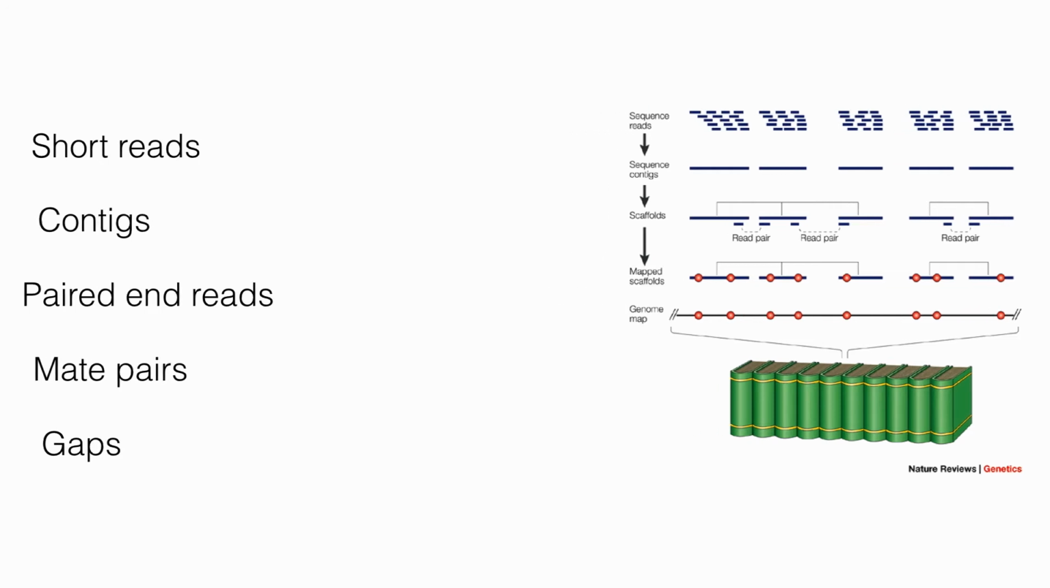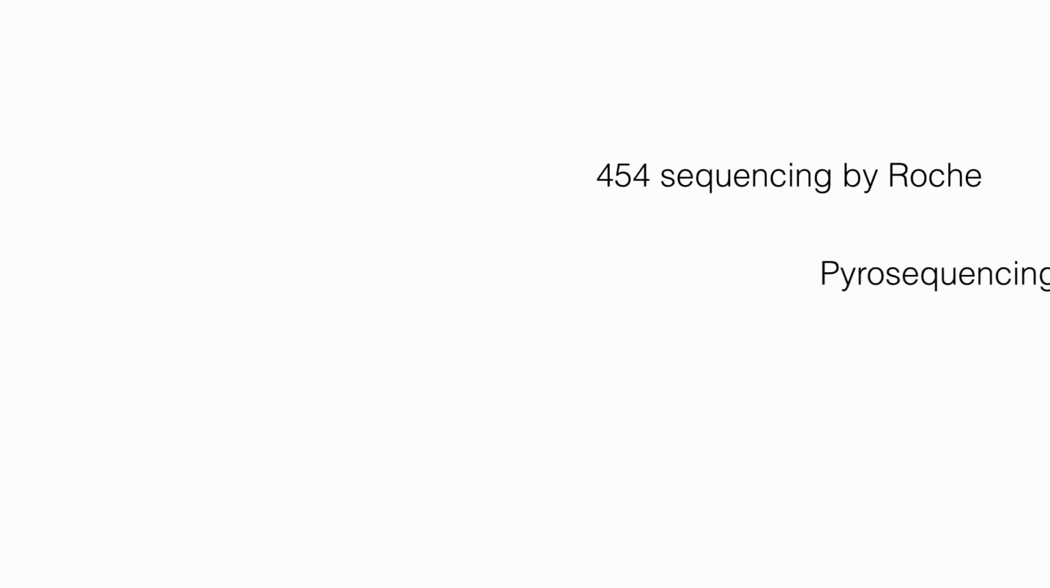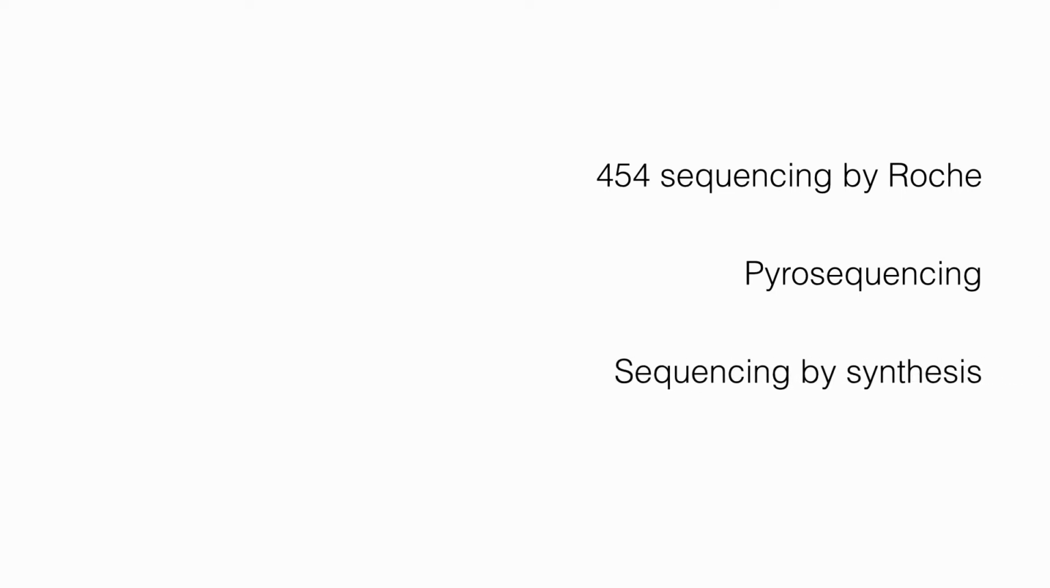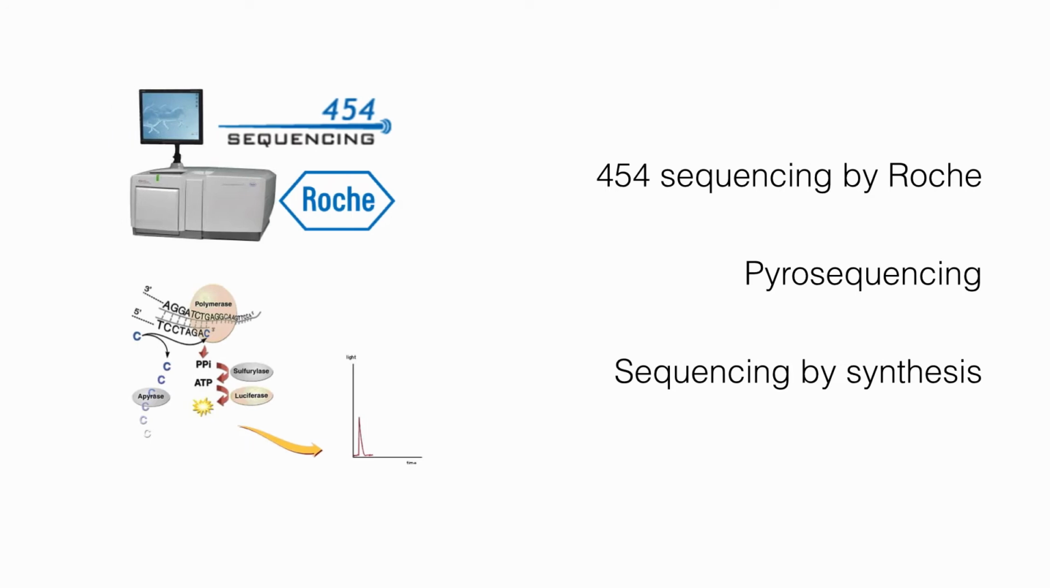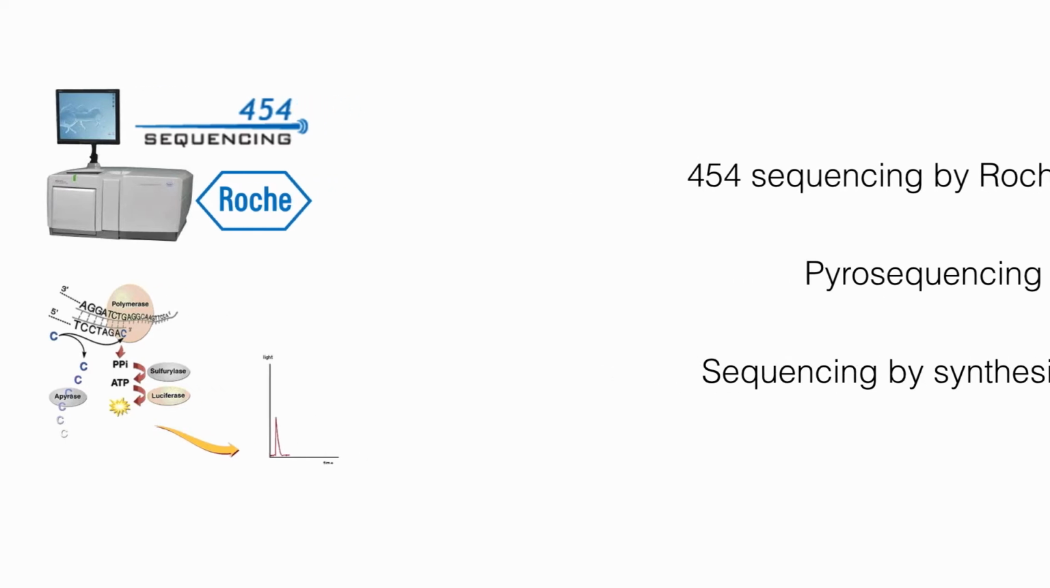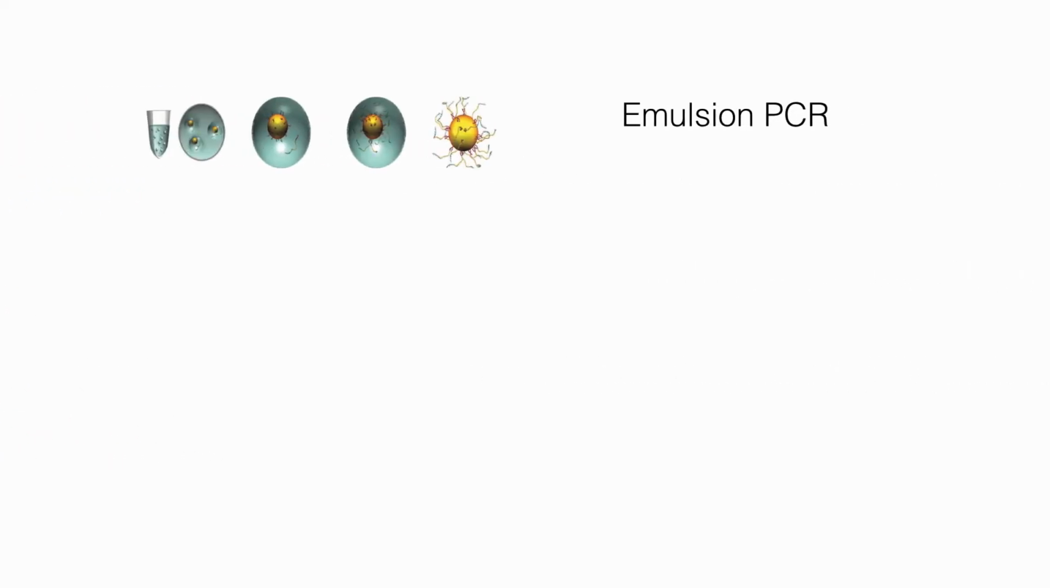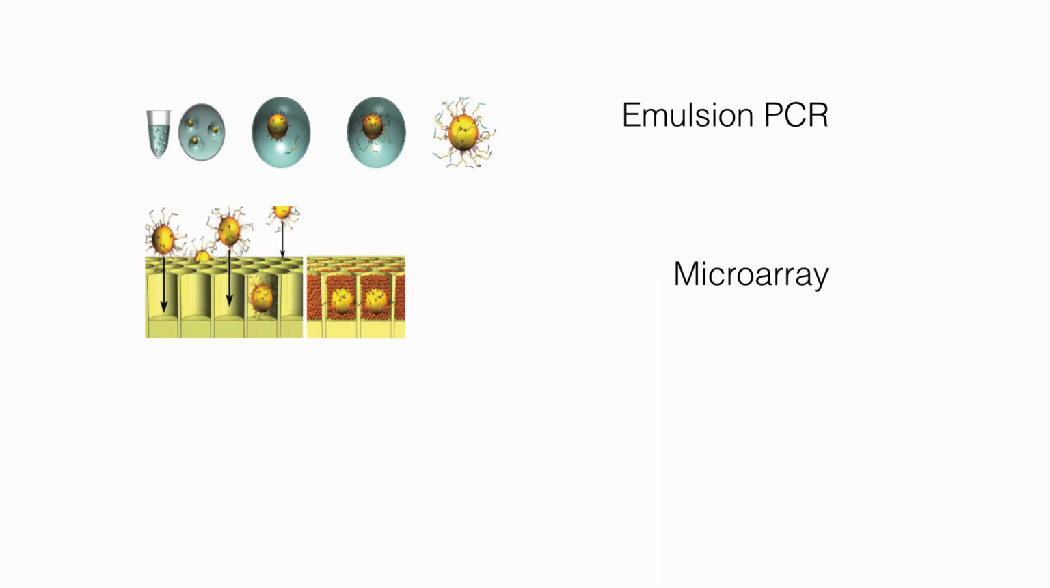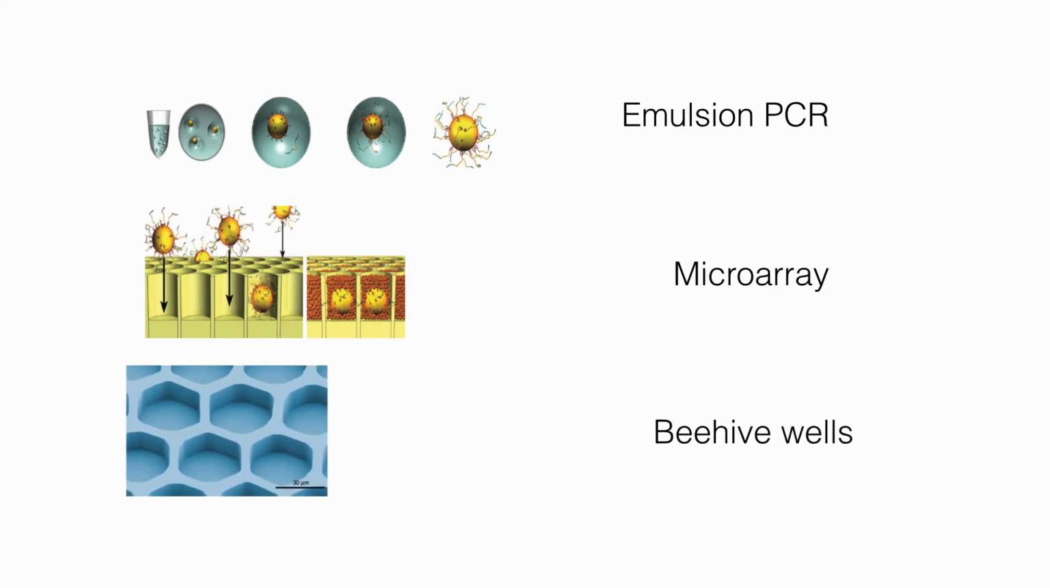The first very popular example of next-generation technology was 454 sequencing by Roche, known as Pyro Sequencing. This method was based on a principle of sequencing by synthesis. In Pyro Sequencing, DNA fragments are first attached to the beads, clonally amplified inside emulsion bubbles in the process called Emulsion PCR. Then, each bead is placed inside of a well on a microarray. These wells look very much like honey wells in a beehive.